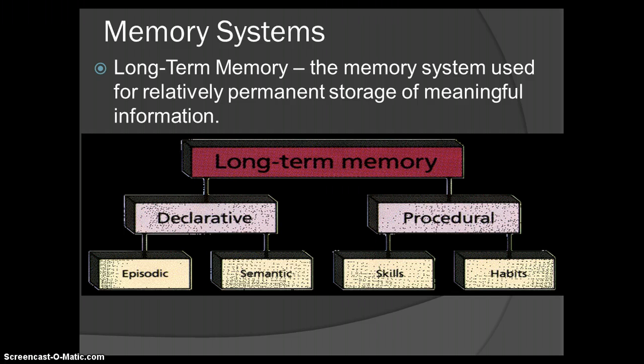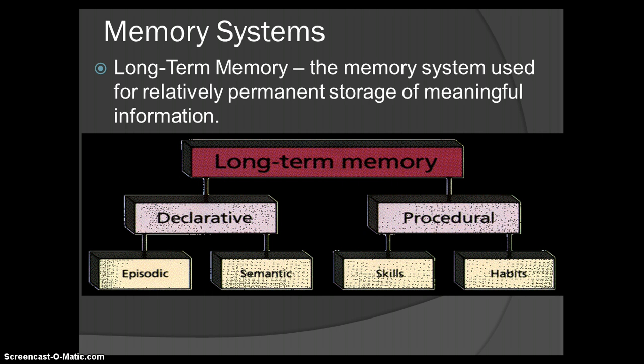So long-term memory can be divided into two subsections, declarative and procedural. Procedural memory is long-term memories of conditions, responses, and learned skills, such as typing, driving, swimming, etc. You don't need to think about it. It is more like a motor memory.